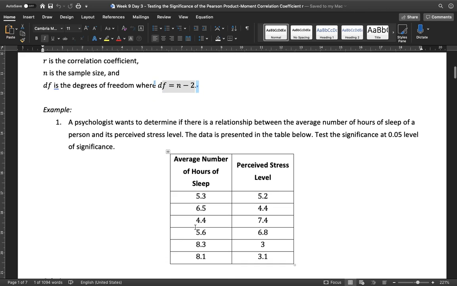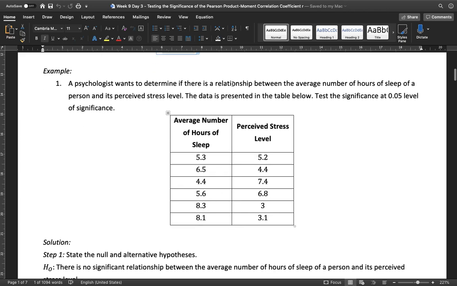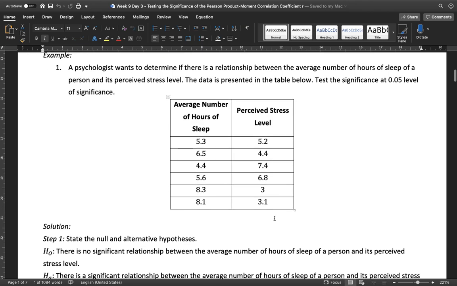A psychologist wants to determine if there is a relationship between the average number of hours of sleep of a person and its perceived stress level. So, assuming the stress level is measured on a continuous scale, the data is presented in a table below. Test the significance at 0.05 level of significance. So, ito yung number of hours ng tulog, average. Ito yung stress level on average.